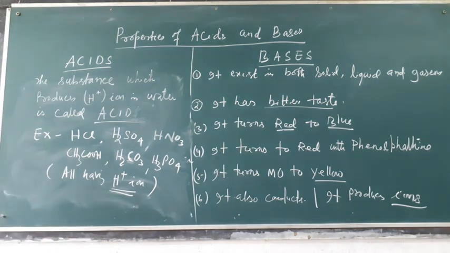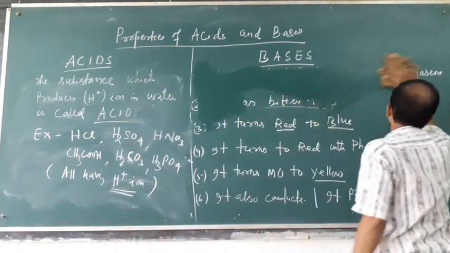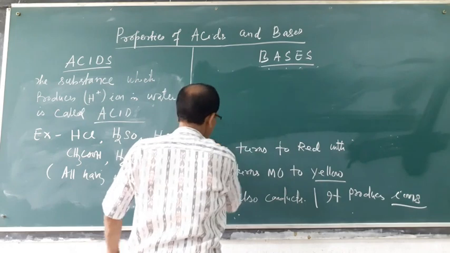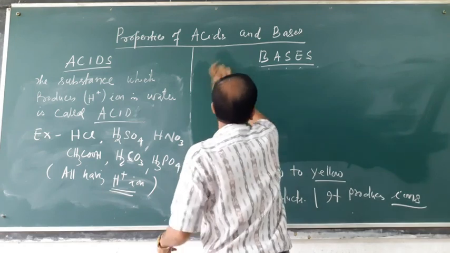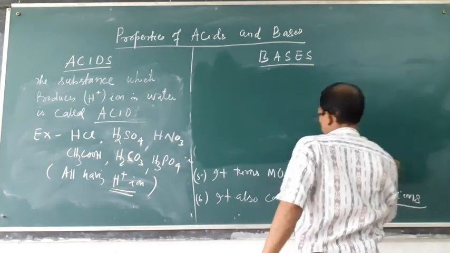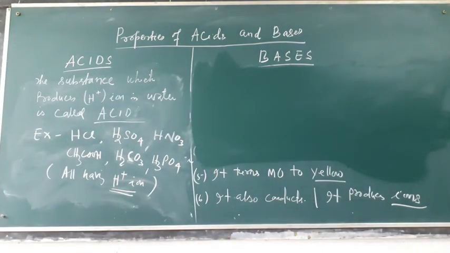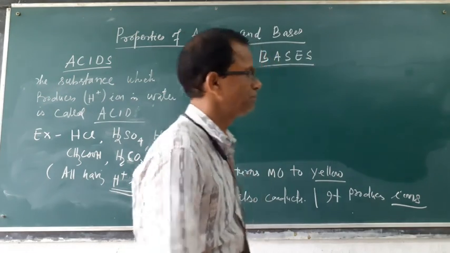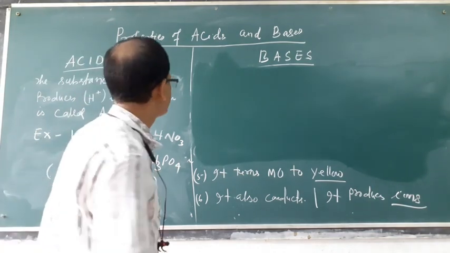Similarly, what is the definition of bases? Base can be defined similarly. Bases have common composition and common behavior. All bases have almost common behavior. Common behavior means they have common, constant composition. What is the definition of base? The definition of base is like this: a substance which produces OH minus in water is called a base.